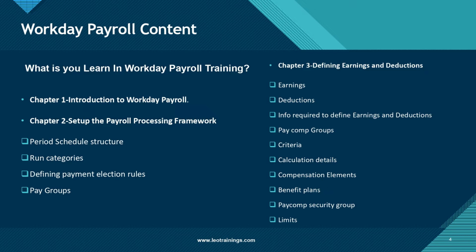Then earnings and deductions. In SAP we call them wage types. You can create custom wage types, and also use the existing system wage types. But here we have to create earnings and deductions, which is nothing but wage types. What we are going to learn is how to set up an earning, how to create a deduction, and what information is required in order to create an earning and deduction.